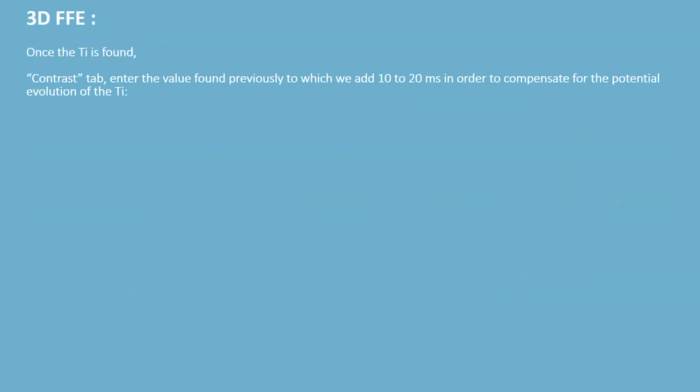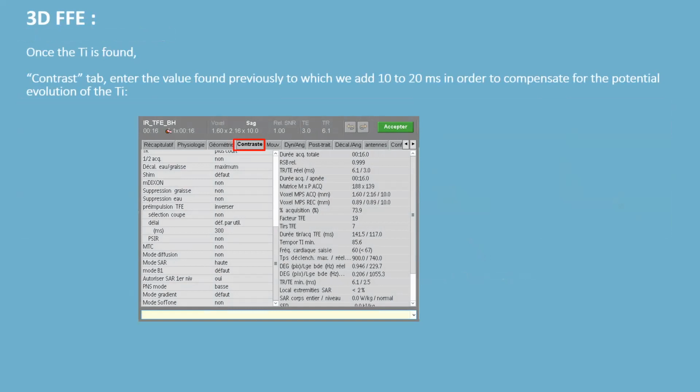Once the TI is found, just go to the contrast in the table and enter the previously found TI, to which we add between 10 to 20 milliseconds in order to compensate for the potential evolution of the T1. You can put this value here in the delay.